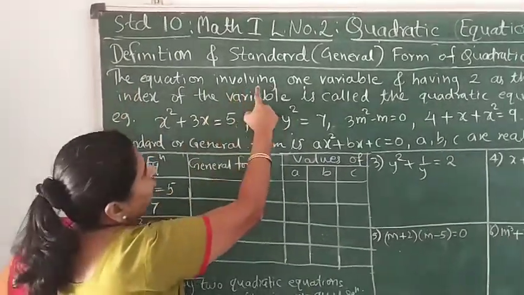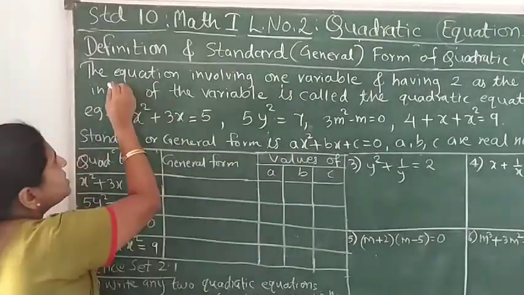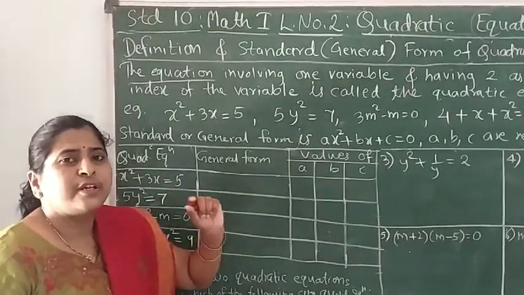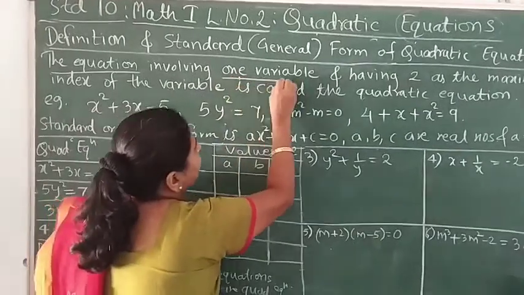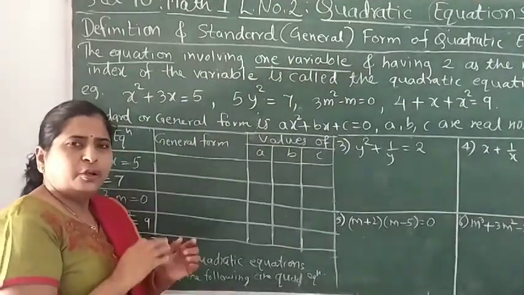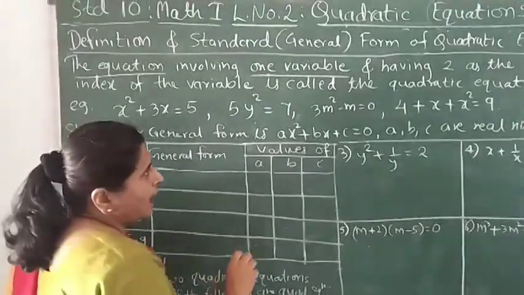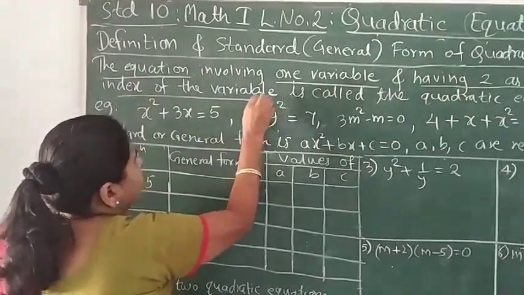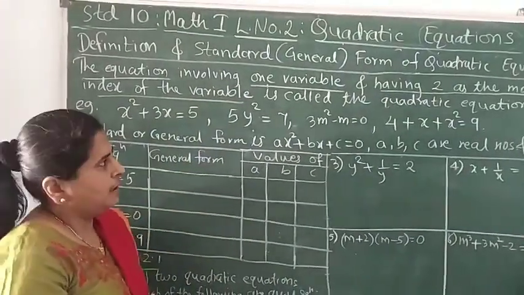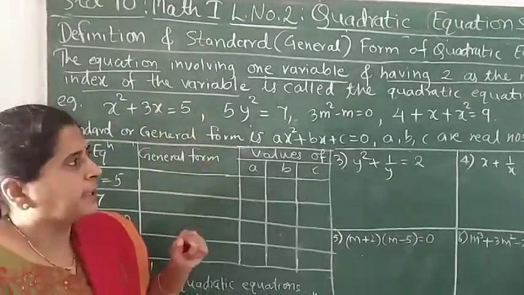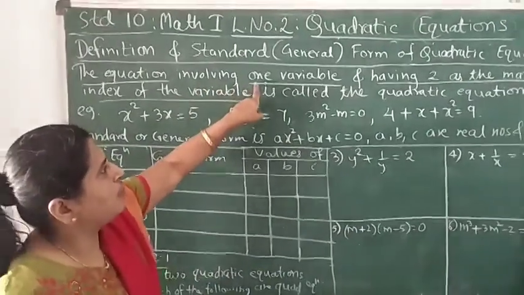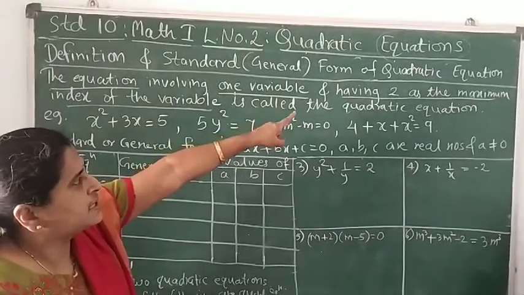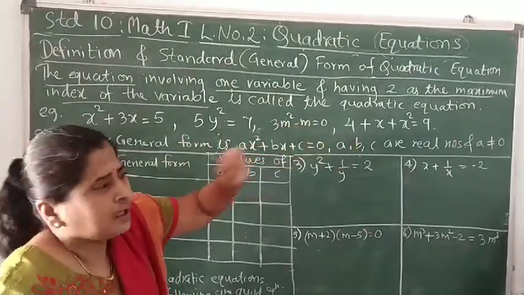The equation involving one variable. So first of all, it should be an equation. Okay. It's quadratic equation, so it should be an equation, meaning we should have an equal to sign. It should involve one variable. Any variable we can have, A to Z, but only one variable. And having 2 as the maximum index of the variable, or in other words, degree of the variable. Maximum index of the variable means degree. So, two conditions: it should have only one variable and its maximum power, or maximum index, meaning degree, should be 2. Then it is called a quadratic equation.